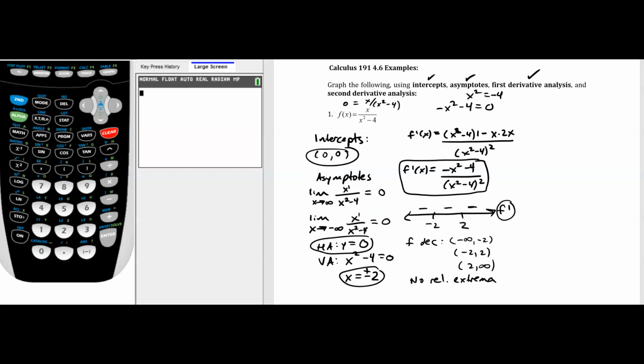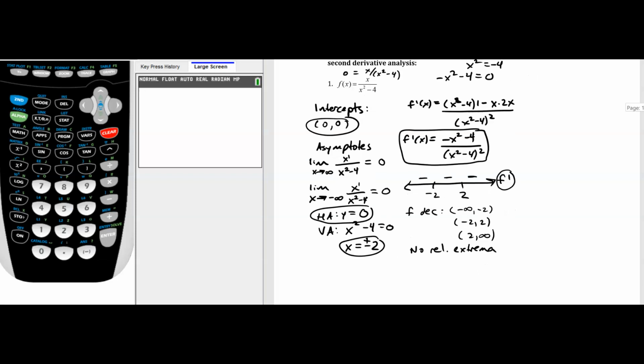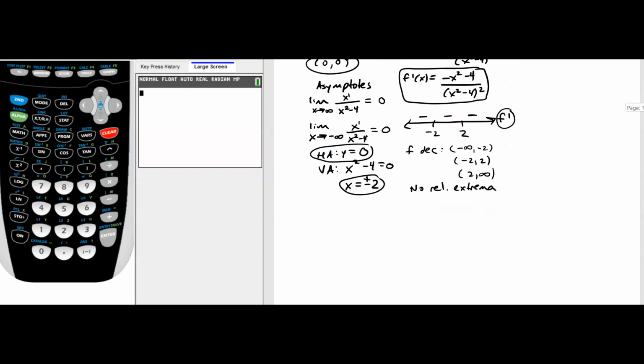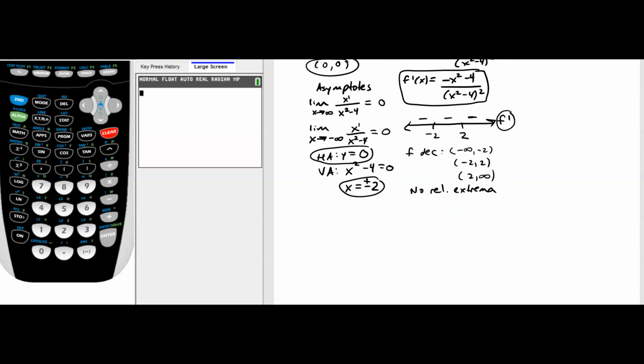On to the second derivative analysis now. So you could see if my first derivative is negative x squared minus 4 over x squared minus 4 squared, I need to do the quotient rule again. So let's just come down here a little bit where I have some more space, because I think I'm going to have a lot more algebra this time. And this is the unfortunate thing that we sometimes run into when we're doing these second derivative analyses.